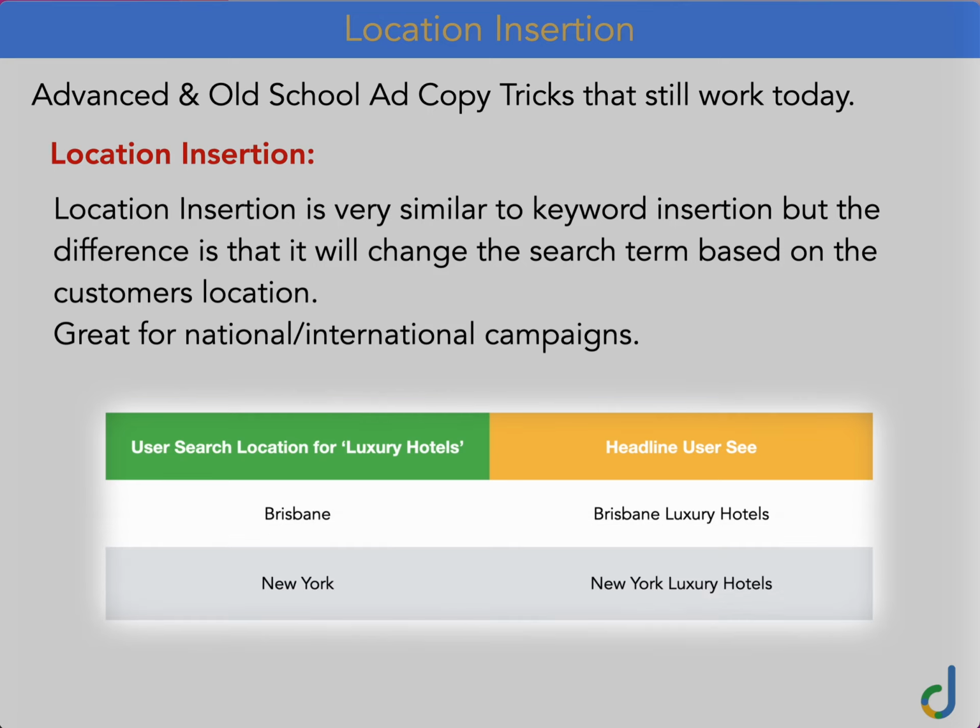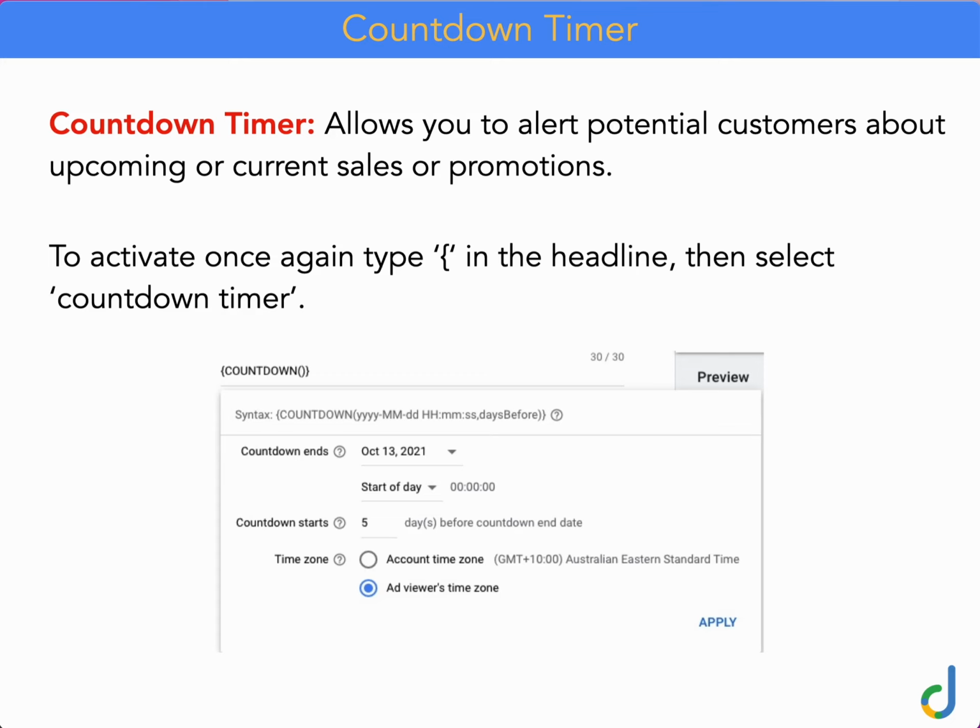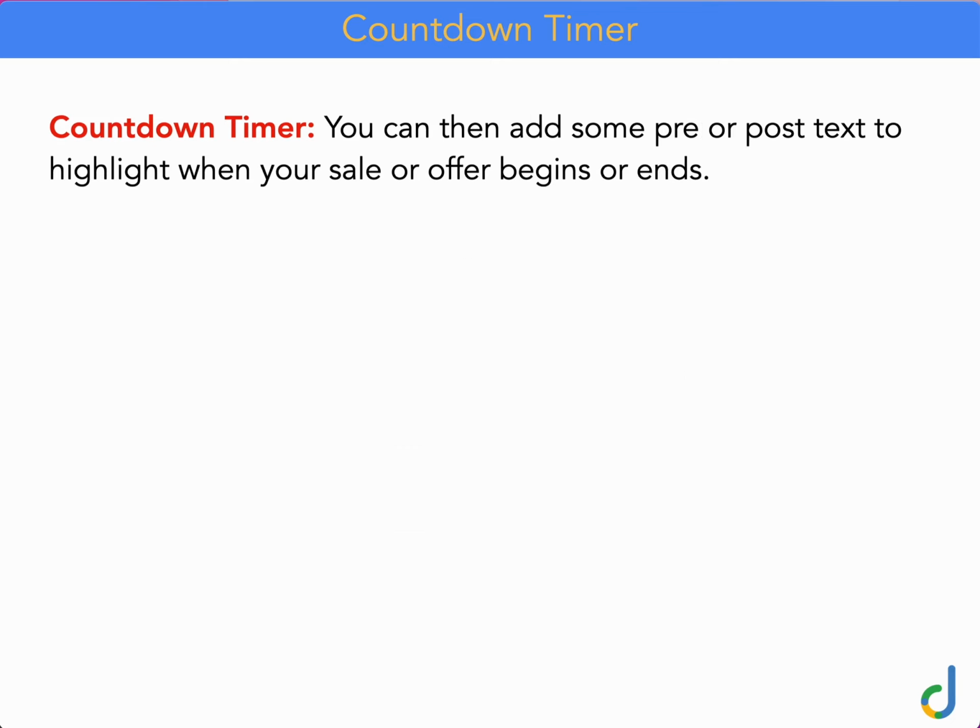And finally, countdown timer. This allows you to alert potential customers about upcoming or current sales or promotions. Once again, the way that you activate this, you type the brace into the headline and then you select countdown timer. What this also allows you to do is add in some pre or post text to highlight when your sale or offer begins or ends.